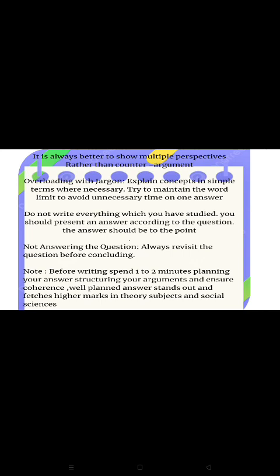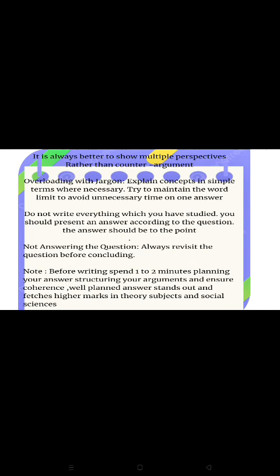Explain the concept in simpler terms wherever it is necessary. Try to maintain the word limit to avoid spending unnecessary time on one answer, as the word limit will already be mentioned in the question paper. If it is a short answer, it will be around 500 or 800 words, like that. If it is a lengthy answer, it will be around 1500 words. So you have to maintain that word limit.